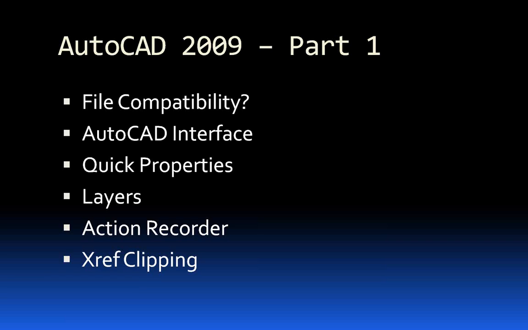We also gave you a tour of the AutoCAD interface, looked at the Quick Properties command, the Modeless Layer Properties Manager, and also the layer property overrides that are available when we work in viewports. Didn't get a chance to look at Action Recorder last week, so I'll look at that this week. And then we finished up last week by looking at XREF clipping, where we're able to clip an internal or inverted boundary within an external reference.